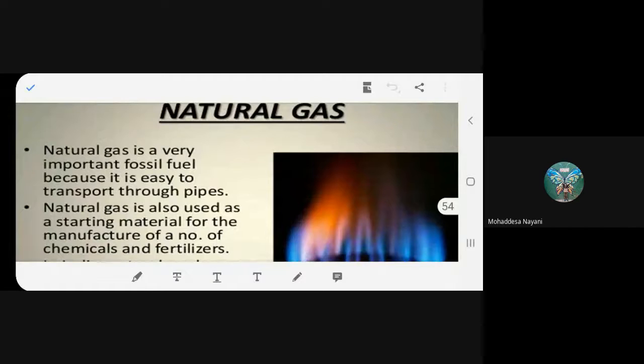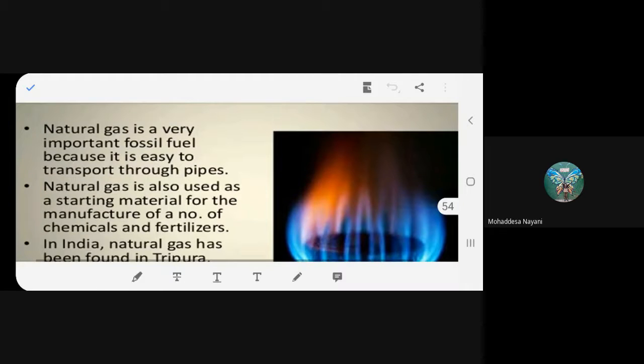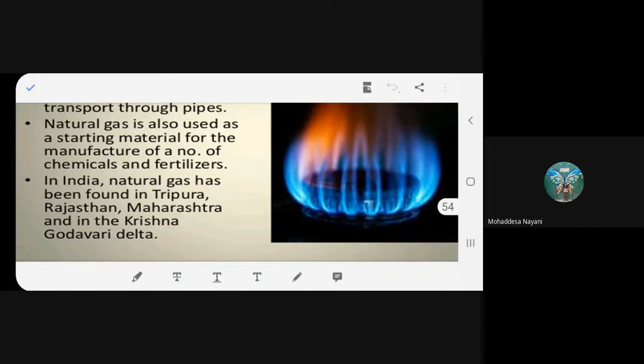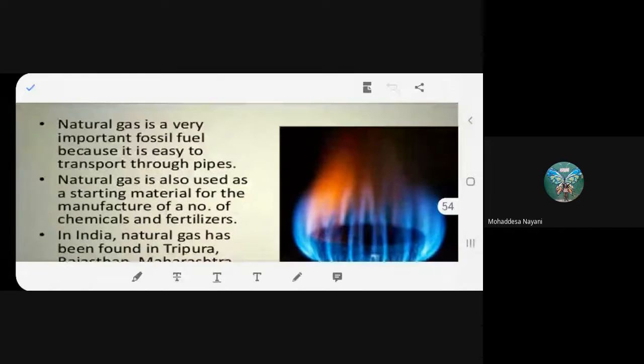Natural gas. Natural gas is a very important fossil fuel because it is easy to transport through pipes. Natural gas is also used as a starting material for the manufacture of a number of chemicals and fertilizers. In India, natural gas has been found in Tripura, Rajasthan, Maharashtra, and in the Krishna Godavari Delta. Thank you.